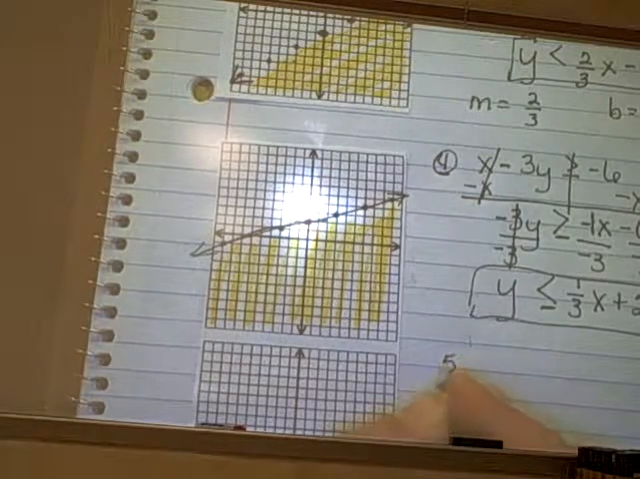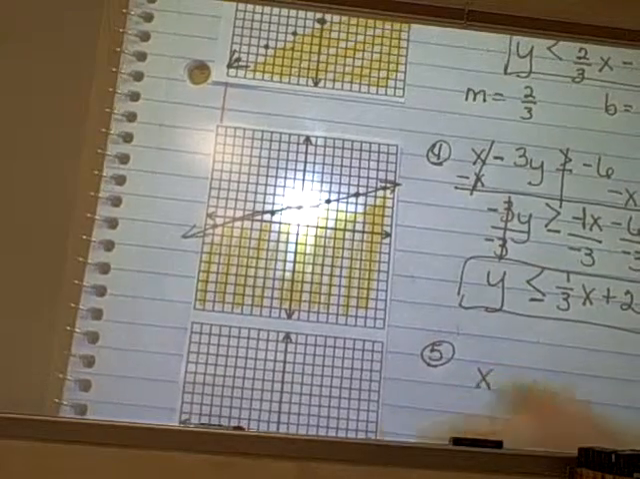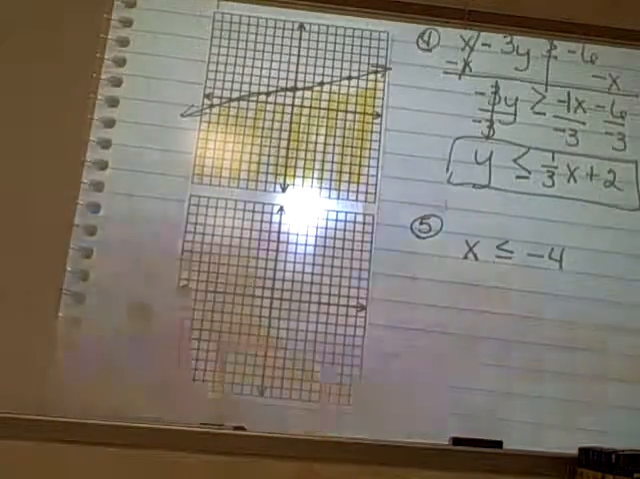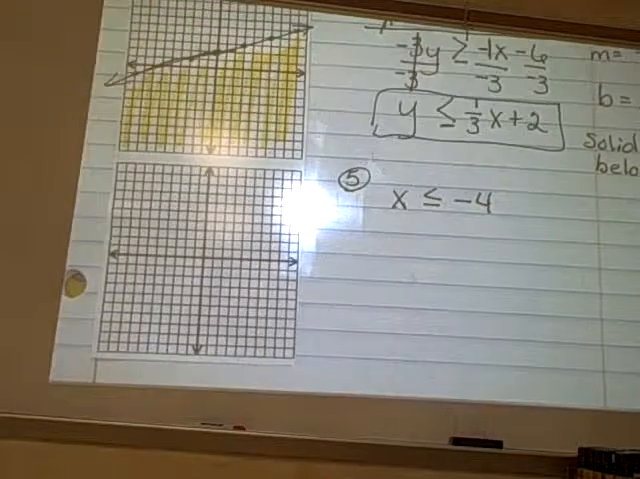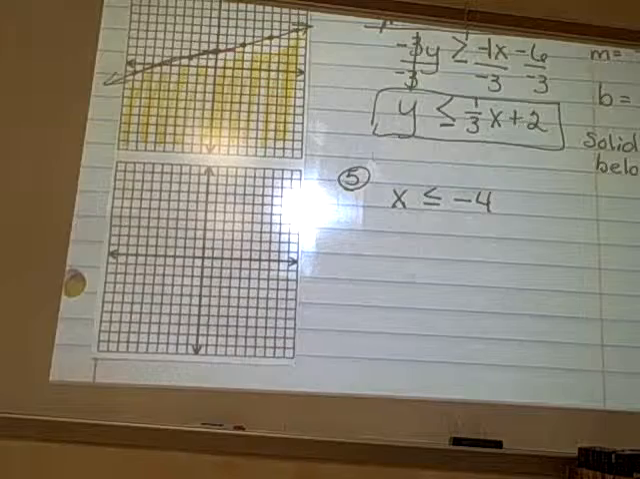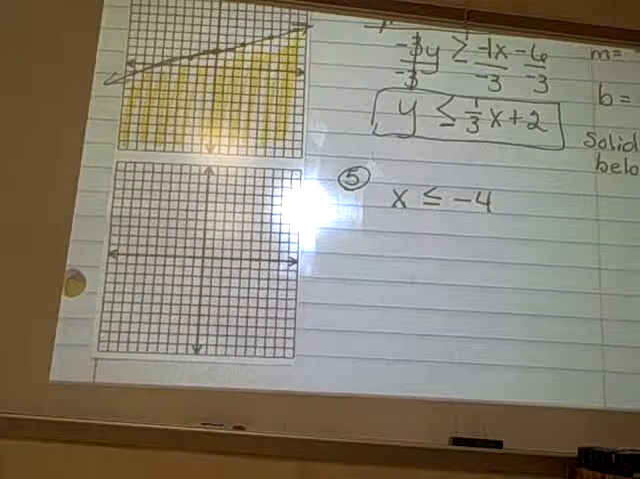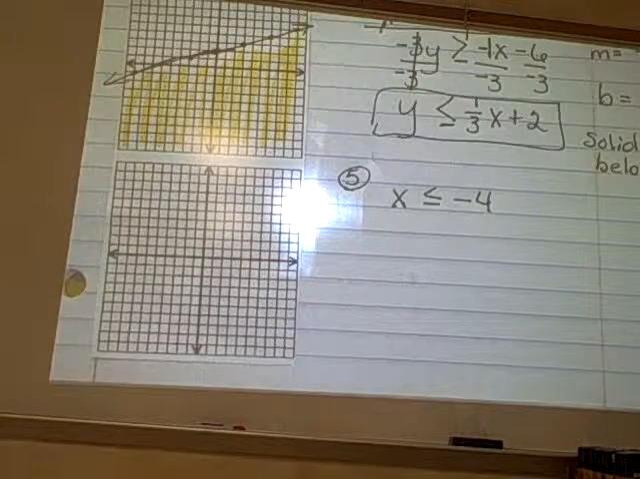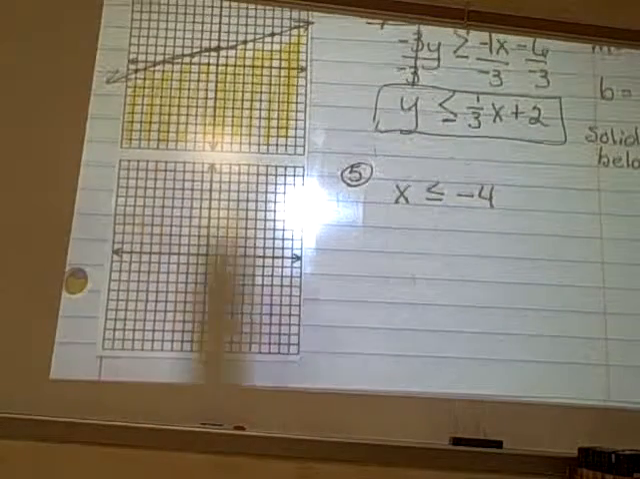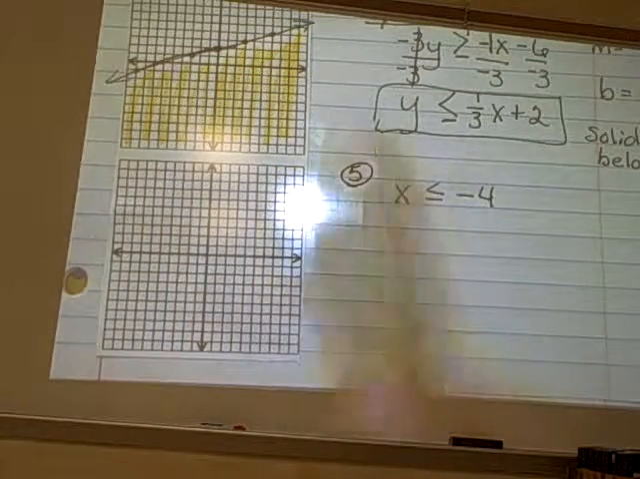The last one is one that's going to be kind of weird. X less than or equal to -4. There's really nothing to solve on this one. There's not even a y. But do you remember what I told you? If it only had an x in the equation, what did you know about the line? It only touched the x, remember? So you know that this line is going to be a vertical line somewhere. It's going to cross at the -4 on the x.